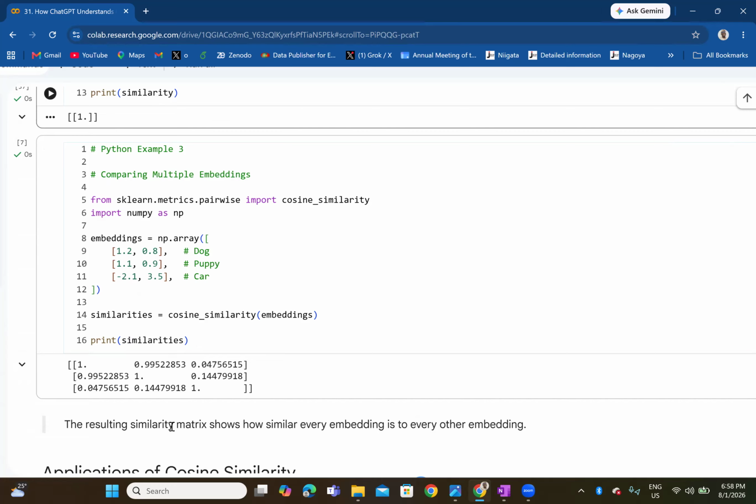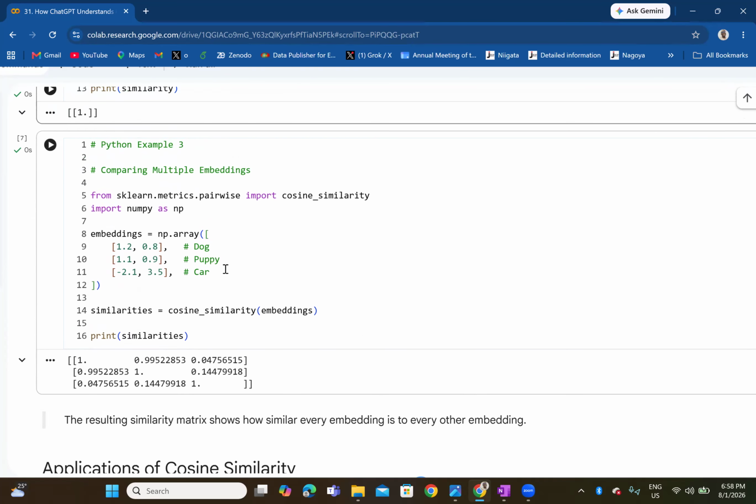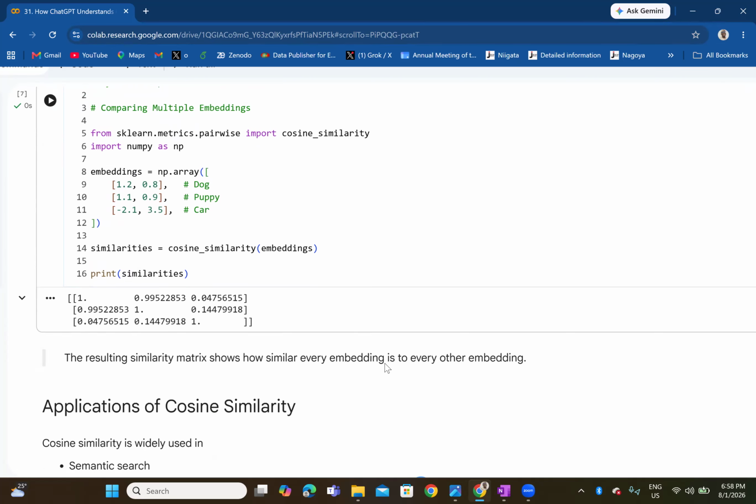So the resulting similarity matrix shows how similar every embedding is to every other embedding. This is a very useful thing. So you can put all the embeddings together and then have a matrix of that.